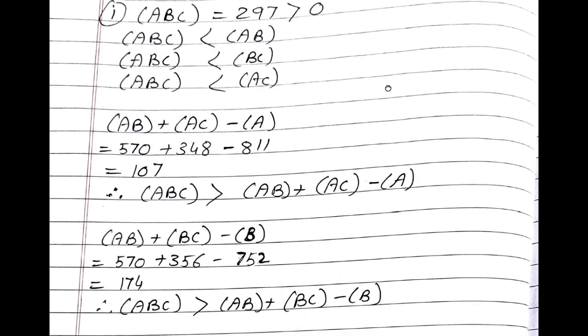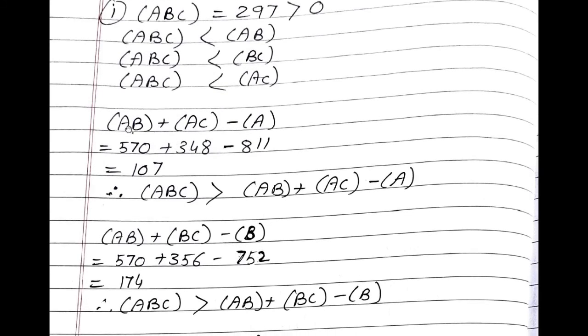Now the fourth condition which is to be checked is AB plus AC minus A. We will calculate this value. AB value is 570, AC is 348, value of A is 811. So 570 plus 348 minus 811, the final answer is 107. Our value of ABC is 297. So ABC is greater than AB plus AC minus A.